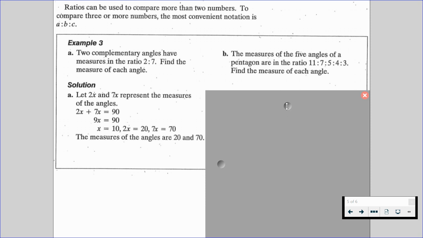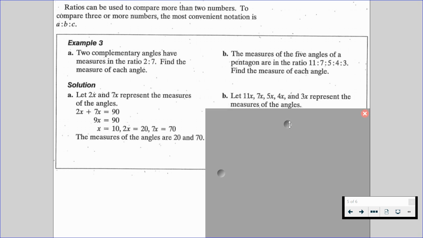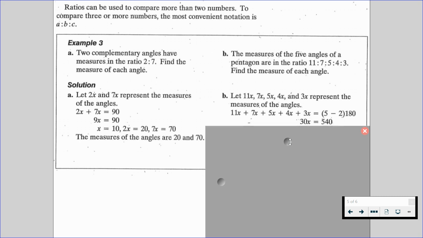For B, we're going to approach it very similarly, and we're going to let x be the unknown measure. So we have 11x, 7x, 5x, 4x, and 3x, and that's going to represent the measures of those angles. We can add all those together and equal it to the sum of a pentagon. And to find the sum of the pentagon, we do 5 minus 2 to give us 3, and multiply that by 180, and we get 30x is equal to 540. 540 is the total sum of all the angles in a pentagon.